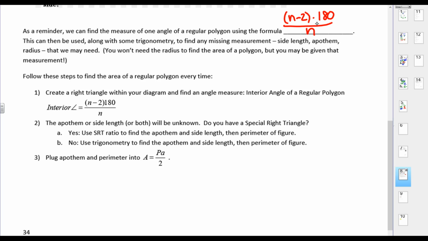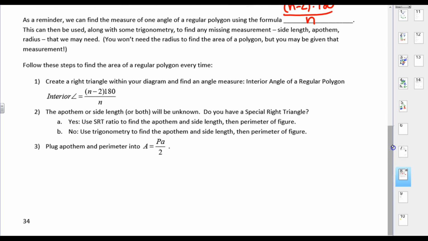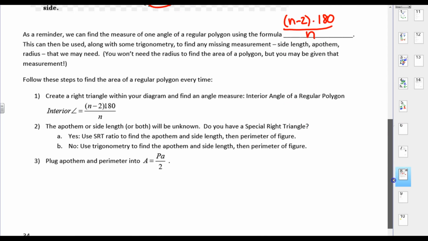So there are three basic steps to finding the area of a polygon. The first is you're going to create a right triangle with your diagram to find an angle measure, the interior angle of a regular polygon. So that right triangle you're always going to build is like this. It's going to go from the center, down the apothem, down the radius, and half of the side length. This is the right triangle you're going to build. And as you're doing that, you're then going to use your interior angle of a polygon to find this angle here, but then you're going to half it to get this angle here, which will be your reference angle when we do trig here in a second.